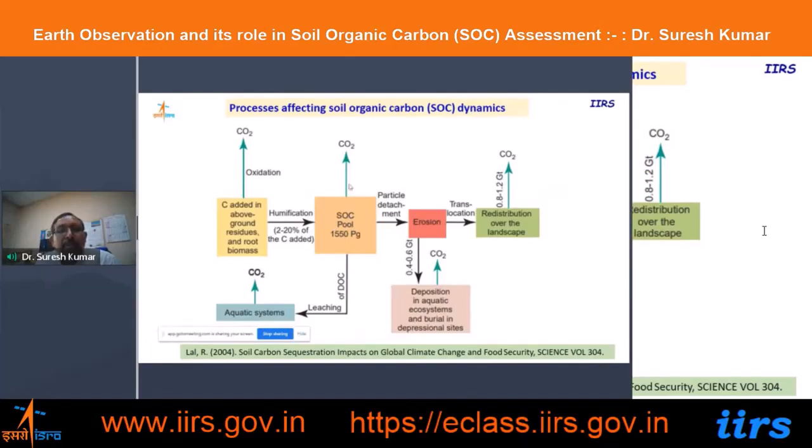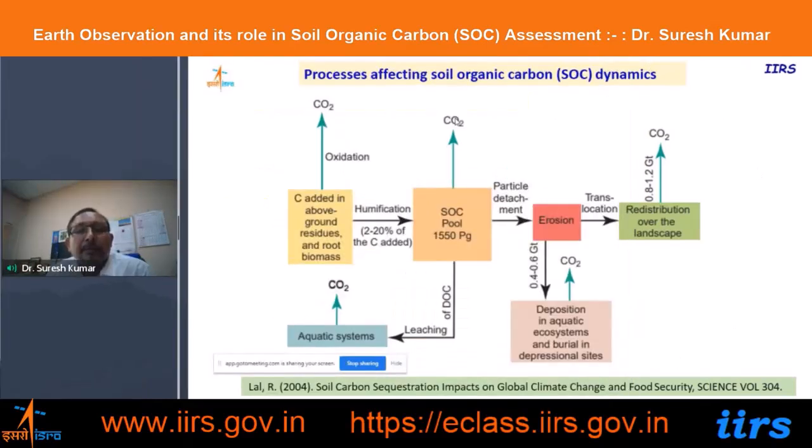And this organic carbon pool may be released as CO2 into the atmosphere. The major cause of release of this CO2 is the soil erosion process. By particle detachment in erosion, topsoil gets removed, particles get detached, and along with that soil carbon is also detached, and this soil carbon is translocated and distributed over the landscape. It has been estimated that nearly 1 gigaton of carbon every year is released as CO2 into the atmosphere.